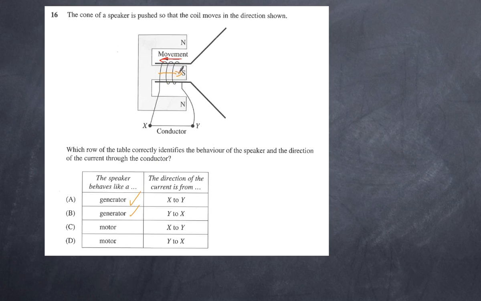So if the coil is moving in this direction over here, then initially what we're going to have is a south produced here, because it's going to try to oppose the south over here. Using that particular view, the current is going to go up in that direction, which means the current is going to go from Y to X. Therefore, that's true. Therefore, the answer is B.